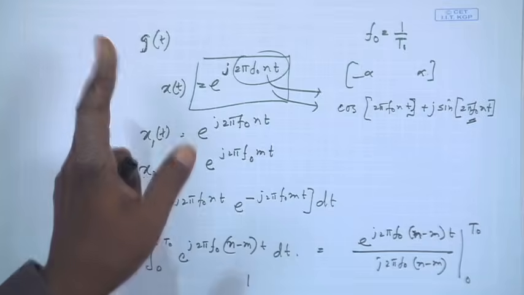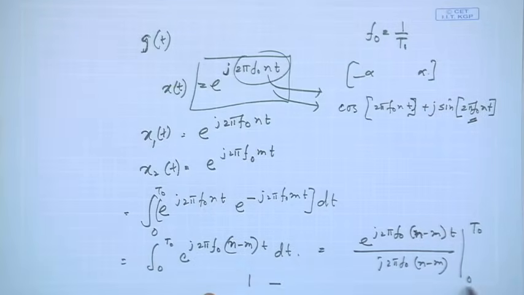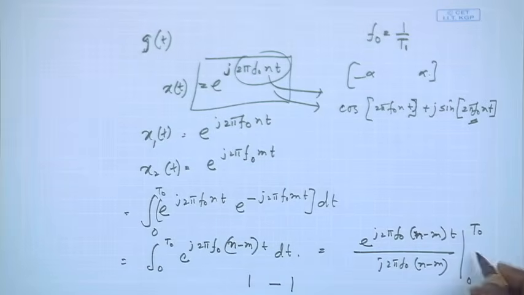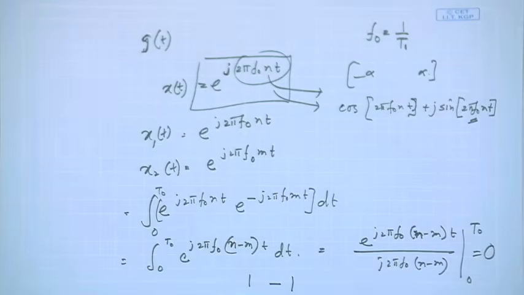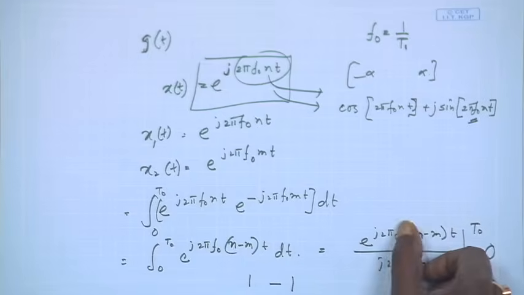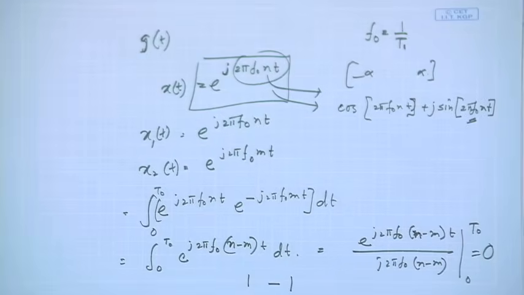So the j part is cancelled. Minus, I have to put this limit. Again I put 0, it should be 1, and for sin it will be 0. So 1 minus 1 gets cancelled, and this becomes 0. Whenever m is not equal to n, it is always 0. If m equals n, this becomes 1, because it becomes e to the power 0.